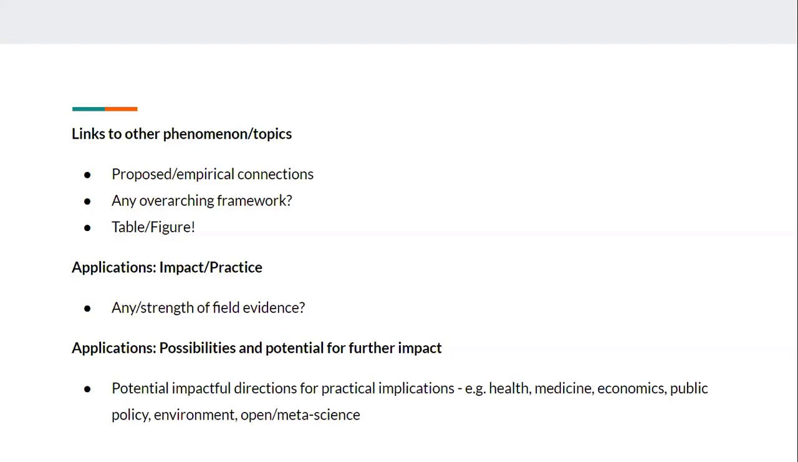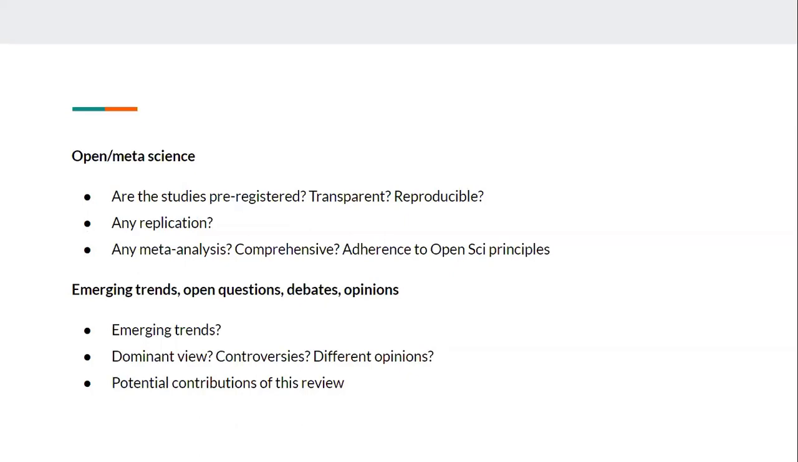This is followed by a section on open meta-science assessment of the articles. You may have worked on replication assessments already, so this is kind of similar, but the studies may not be registered. It may not be replication. So basically, you check if the studies are pre-registered. If the studies of the phenomenon are pre-registered, are they transparent? Are they reproducible, which means you can reproduce the results based on the code and data they provide? Are the materials available?